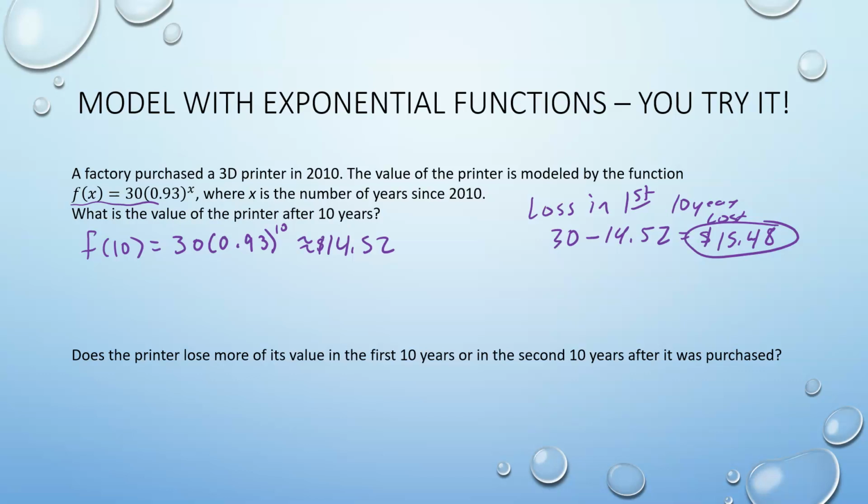In order to figure out the value it lost in the next 10 years, I would have to figure out the total amount 10 years later. So I already figured out after 10 years, so now I have to figure it out after 20 years. Okay, so I'd have to do 30 times 0.093 to the 20th. When I typed that into my calculator, I got $7.03 was the value of the printer after 20 years. Well, then to answer this question, I have to figure out the loss in the second 10 years. So that's from 10 to 20 years.